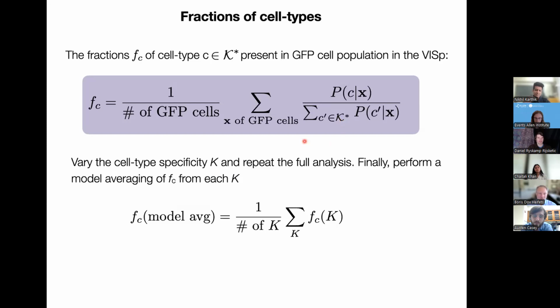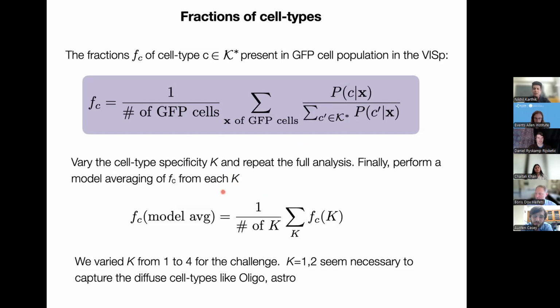So in this challenge, we know that it's kind of specific, but we don't know the size of the subset K star, which I call the K again, not a scripted one. And so we repeated this analysis with multiple values of the cell type specificity K from 1 to 4, and we took the model average of this to predict the cell type. So this is the underlying idea.